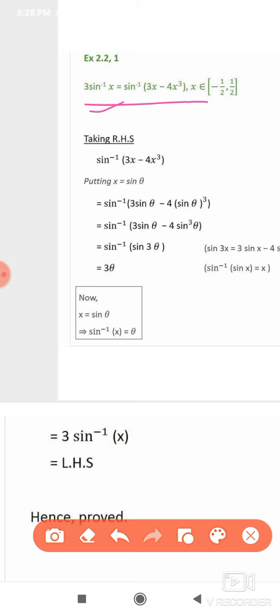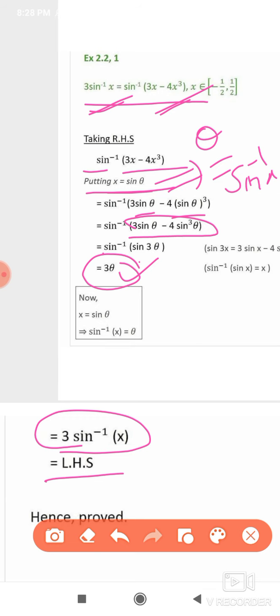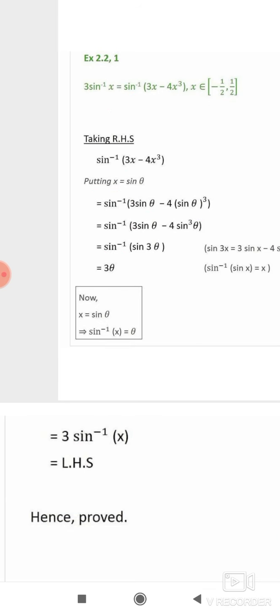We will take the right hand side and prove this side equal to this side. Right hand side, sin inverse (3x minus 4x cube). Put x is equal to sin theta. Then sin inverse (3 sin theta minus 4 sin cube theta), and it is the formula of sin 3 theta. Cancel this sin inverse with sin. You are left with 3 theta. We have let x is equal to sin theta, so from here we have concluded that theta is equal to sin inverse x. Just put the value of theta over here. So this is 3 sin inverse x, and this is equal to the left hand side. Hope this question is clear to you all.